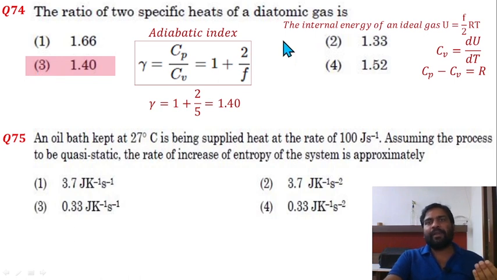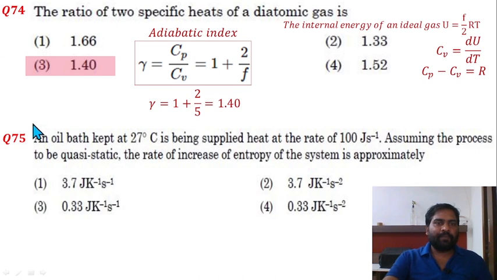Another useful formula is the internal energy of an ideal gas, that is F by 2 RT, where F is the degree of freedom. From here you can also calculate Cv. Cv equals dU by dT. After differentiating this term you can get Cv, and the difference Cp minus Cv equals R.